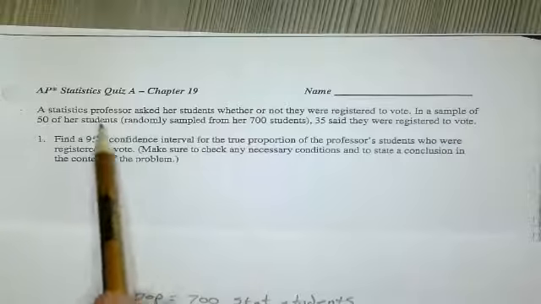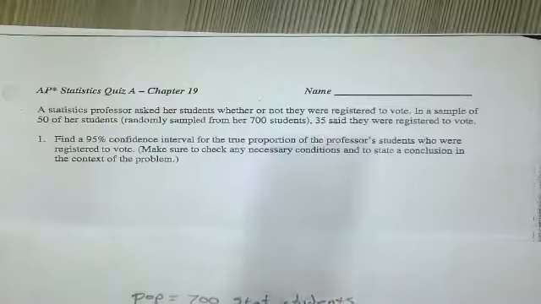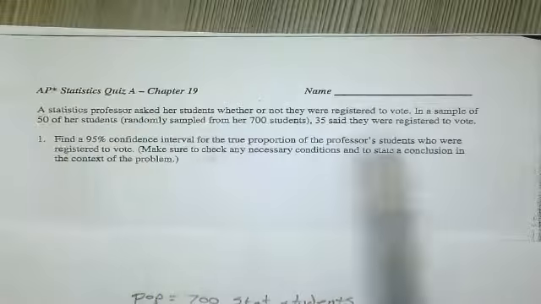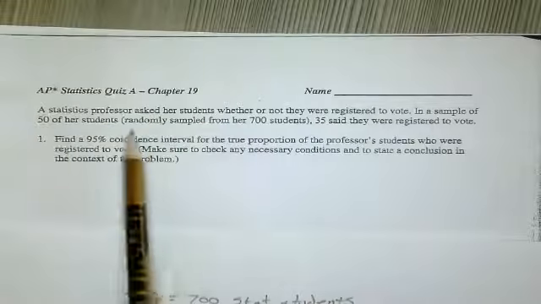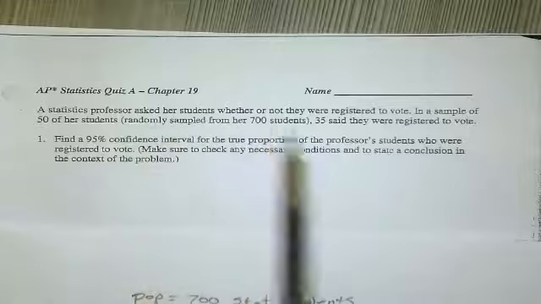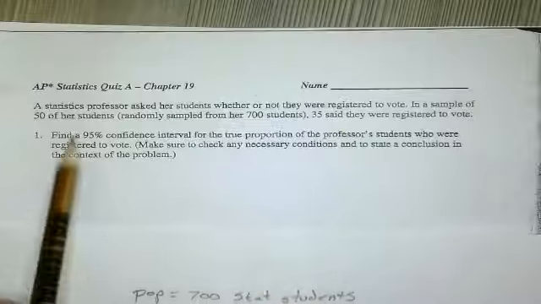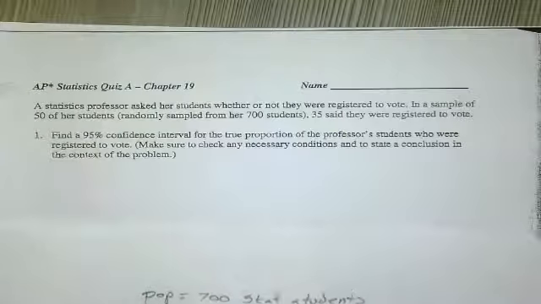Okay, so we have a stats professor deciding whether students are registered to vote. She does a sample of 50, so we assume that's randomly sampled, from her 700 students, that's our population, and 35 are registered to vote. 95% confidence interval.